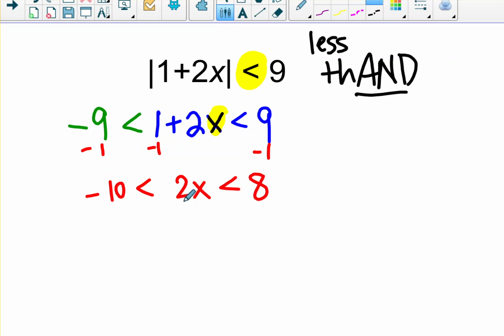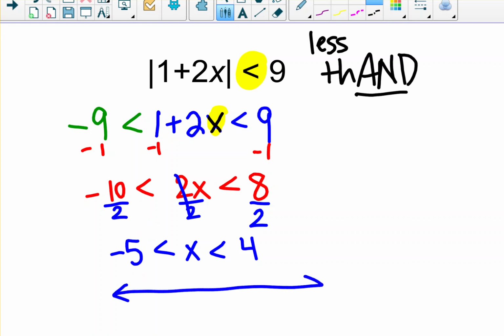Again, in order to isolate x, I need to divide all 3 parts, middle, left, and right, by 2. So negative 10 divided by 2 is negative 5. Bring down my sign. This cancels, so I'm left with x. And 8 divided by 2 is 4. So I can read this as x is less than 4, and x needs to be greater than negative 5.